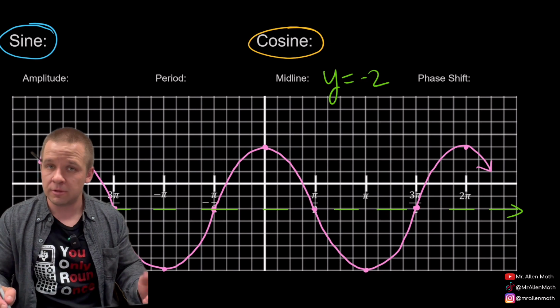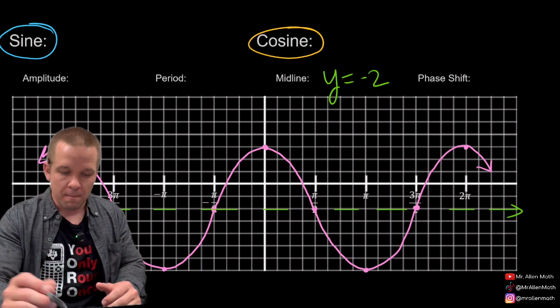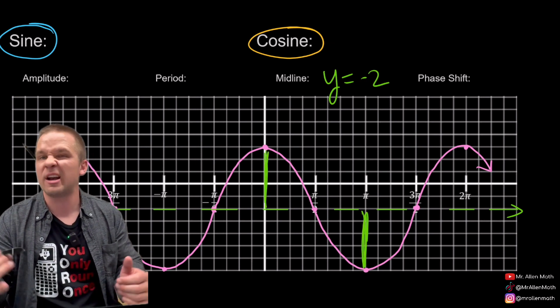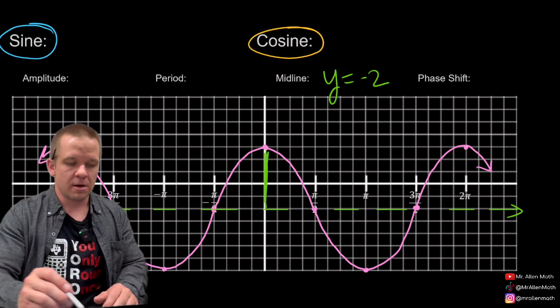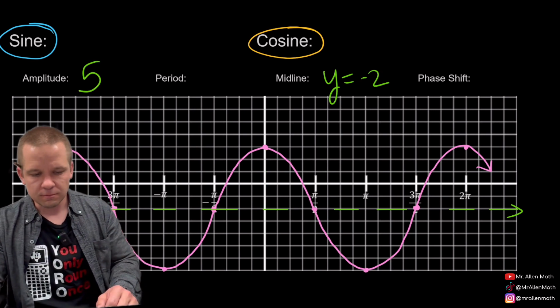So what's my amplitude now that I see this? Are they going to have the same amplitude? Yes. Sine and cosine have the same amplitudes. Okay, so my amplitude here looks like I'm 5 above the midline. Looks like I'm 5 below the midline. I think 5 is my amplitude here. All right, so oops, erase that guy.